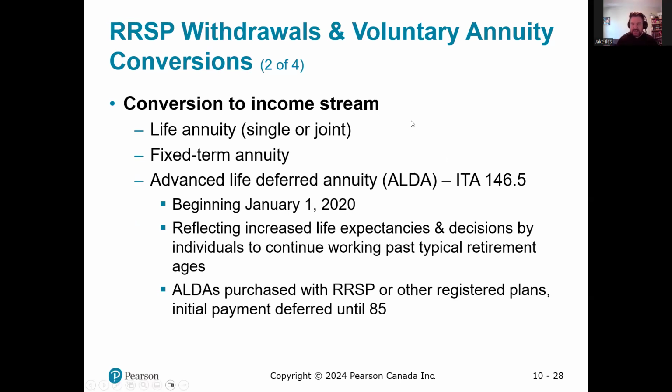Now I can, instead of taking just $10,000 or however much I want to withdraw, I can change it to an income stream. An income stream is I pretty much take the balance of my RSP and I say, give me, and it's called an annuity. So an annuity will pay out a certain amount of money every year.